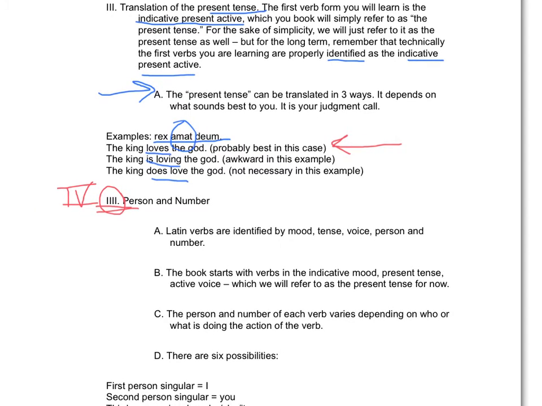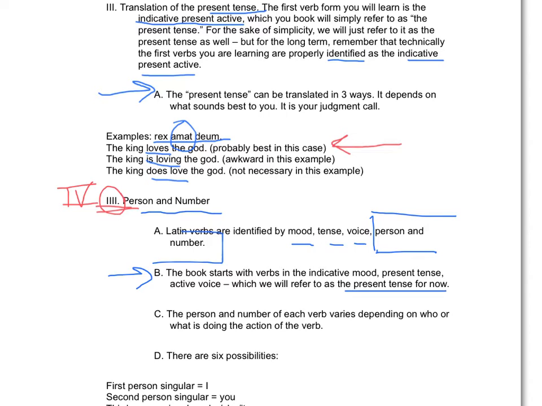Person and number are the terms that are introduced. So the first sub-point under that heading, person and number, is that Latin verbs, as I just indicated to you, are identified by mood, tense, voice, person, and number. The book starts with verbs in the indicative mood, present tense, and active voice, as I just pointed out to you, which we will refer to as the present tense for now.